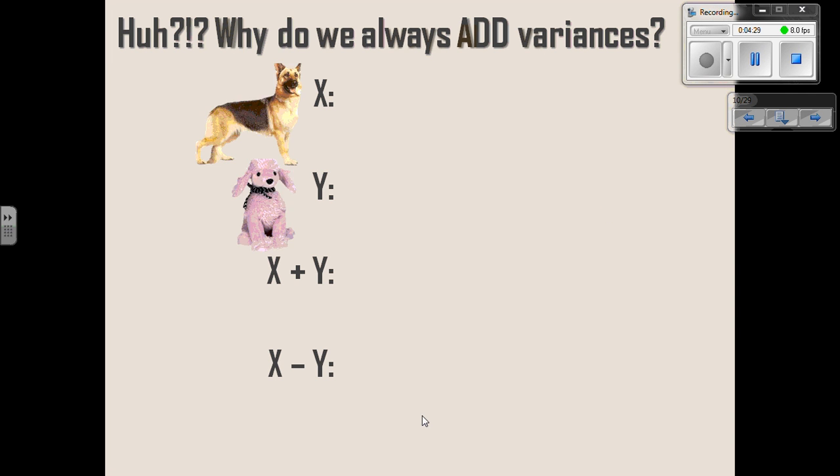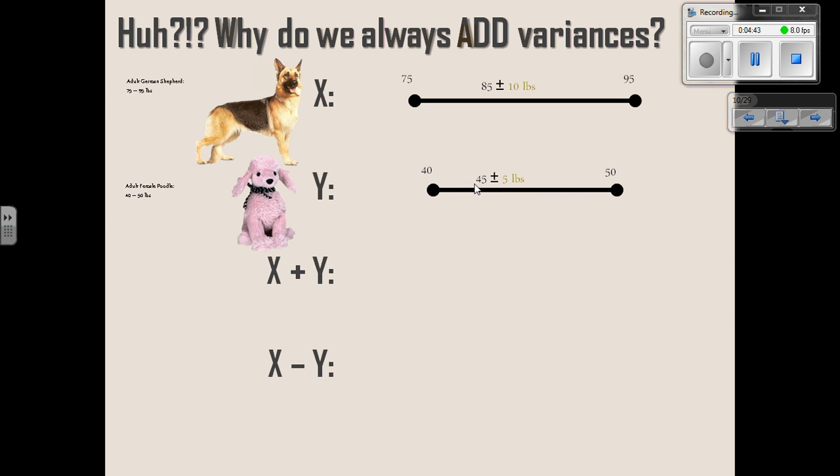Well, we're going to talk about poodles and German Shepherds. A German Shepherd weighs anywhere from 75 to 95 pounds. So we can think of that as 85, give or take 10 pounds. So 10 in this case representing our variance, so to speak. Poodles weigh between 40 and 50, so 45 plus or minus 5 pounds. Okay, so if we were to add two random dogs' weights together, a German Shepherd and a poodle, the lowest value we could possibly get would be the two lowest values. 75 plus 40 is 115. The biggest value would be if both of the dogs weigh as much as they possibly could. So 95 plus 50 is 145. The middle of that would be 130, give or take 15 pounds.